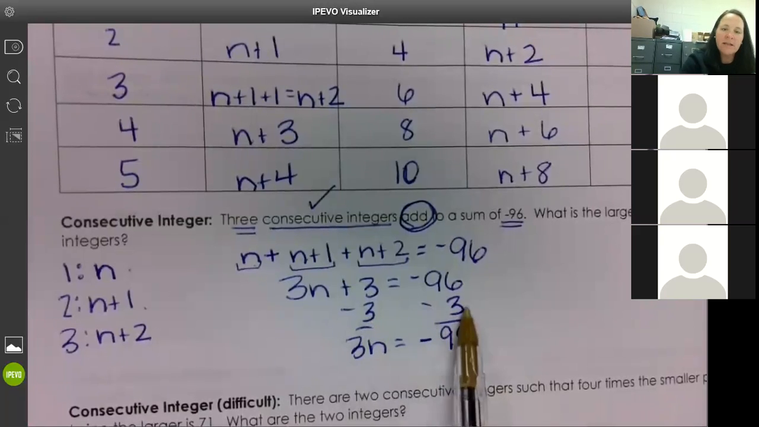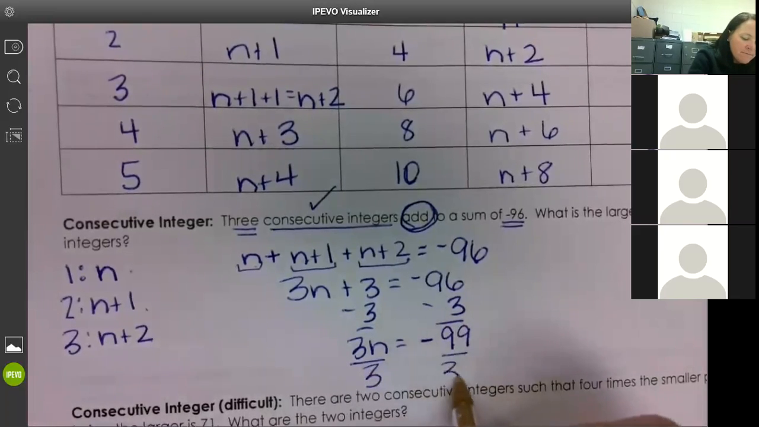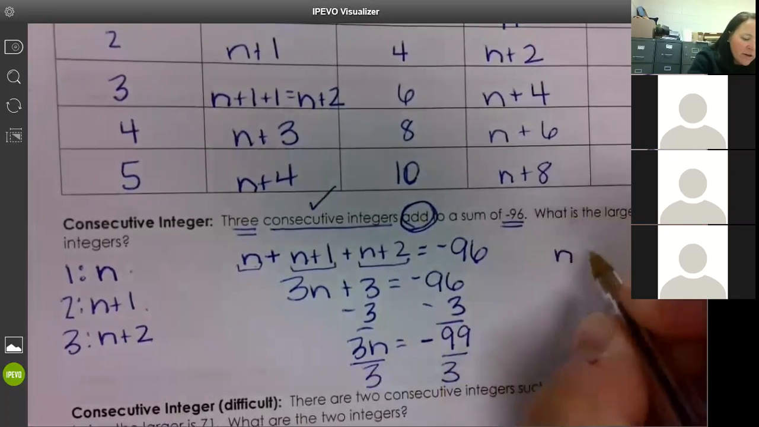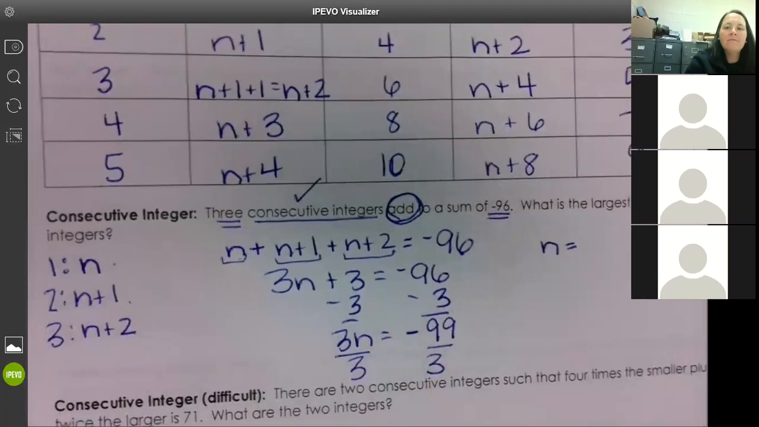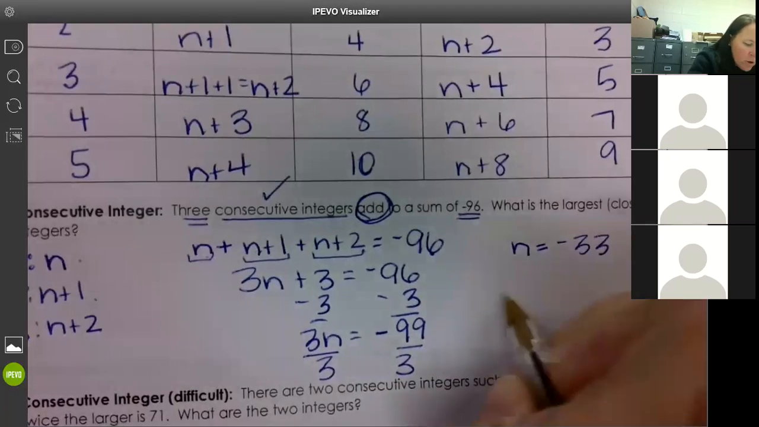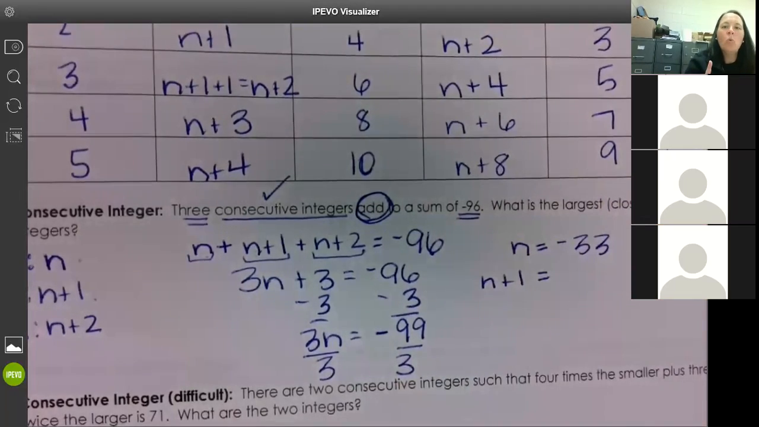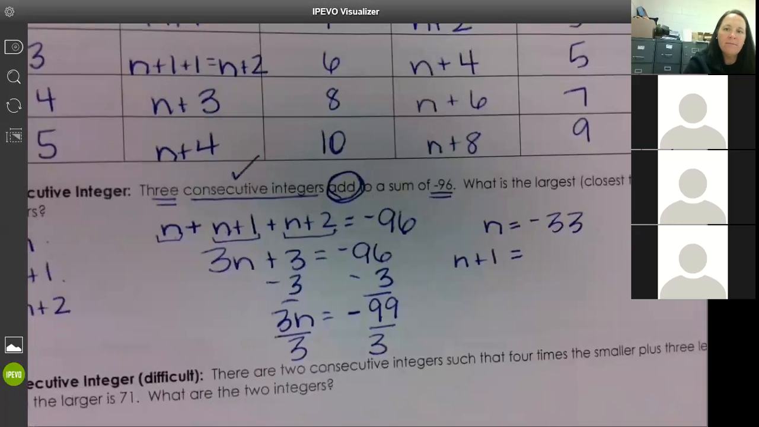But your work looks like this, okay? Finish it out by dividing by 3. And tell me what we get for n. -33. Perfect. What about, be careful on this one, n plus 1. Be careful, n plus 1.